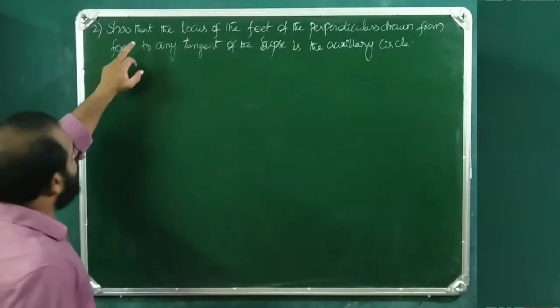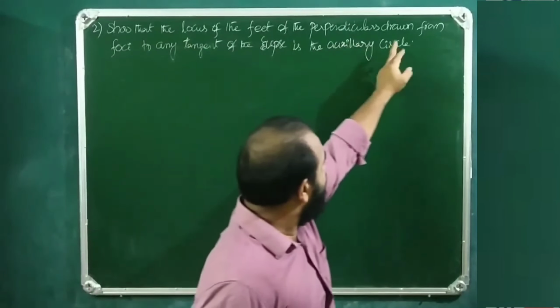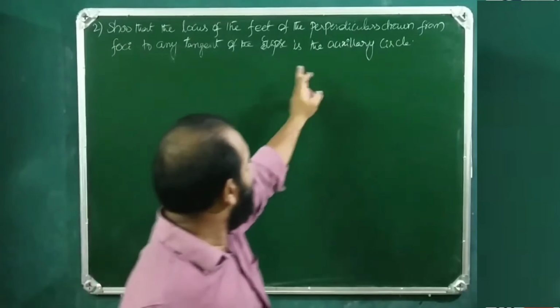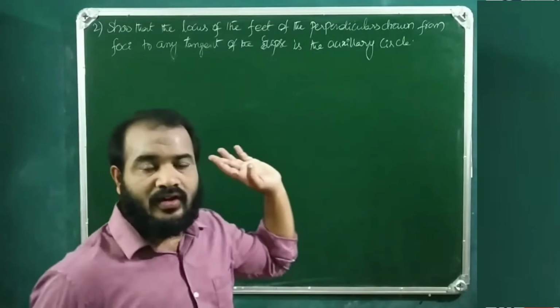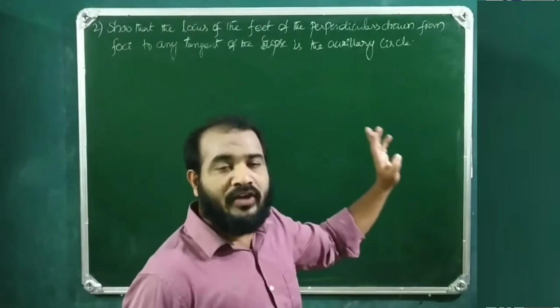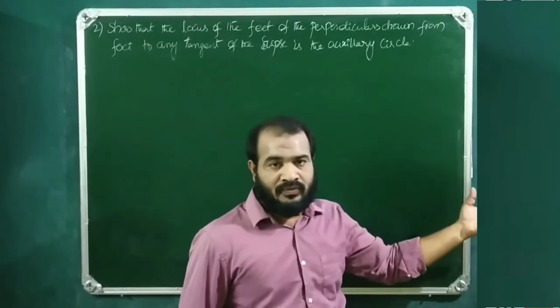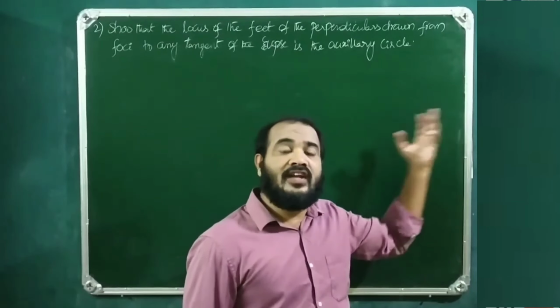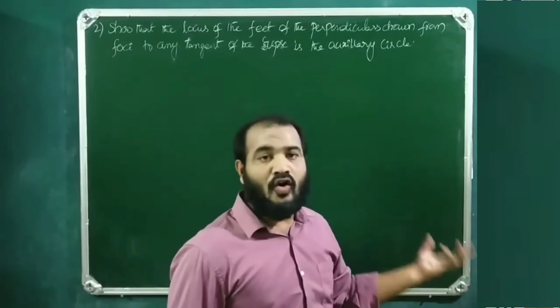The next question is, show that the locus of the feet of the perpendiculars drawn from foci to any tangent of the ellipse is the auxiliary circle. The auxiliary circle concepts they have studied before also. The circle described on the major axis of the ellipse as the diameter is called the auxiliary circle.